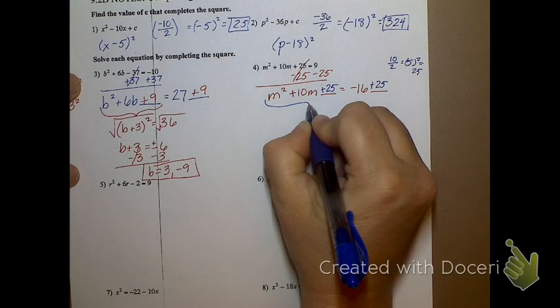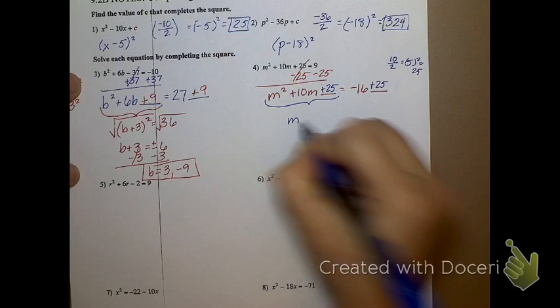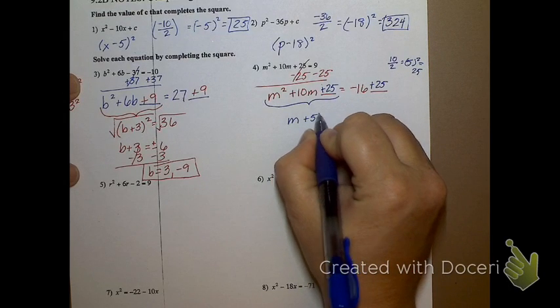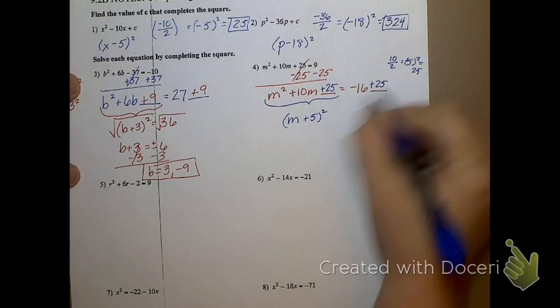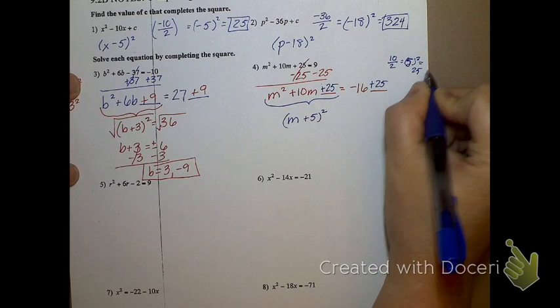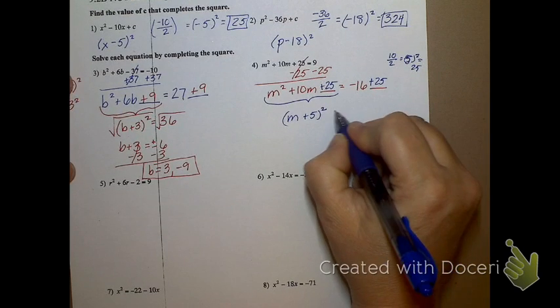What does this factor into? Wait, what did that say? M plus 5 squared. This is 5. M plus 5 squared. This right here, yes, this is a 5. And this is a 25. Sorry, I was writing sloppy.